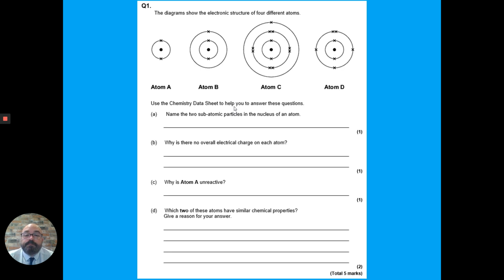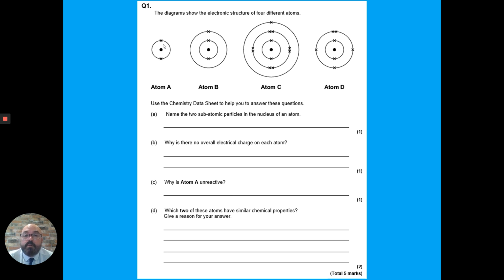Part C now. So there it says, why is atom A unreactive? This brings us back to when we looked at the periodic table, and we talked about electron shells briefly, and there is another presentation on electron shells and things like that, so it might be worth having a look at that.